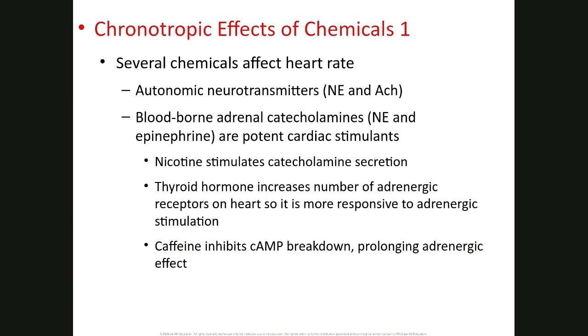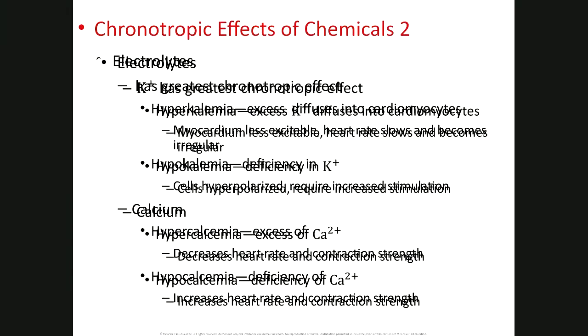Okay. Nicotine stimulates catecholamine secretion. Thyroid hormones increase the number of adrenergic receptors. That's why it's more responsive to adrenergic stimulation. Caffeine inhibits cyclic AMP breakdown. Electrolytes matter big time. Potassium can lead to hyperkalemia, which makes it worse, and also hypokalemia, a deficiency in potassium. Increased calcium, hypercalcemia, decreases heart rate and contraction, whereas hypocalcemia increases heart rate and contraction. Okay.